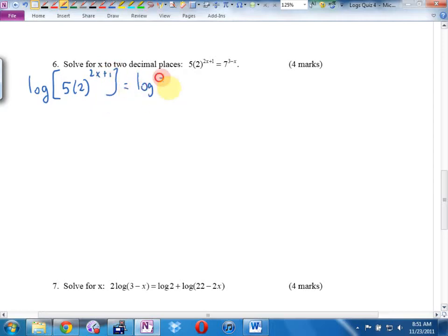I am not going to move the exponent to the front. Not yet. Because if I move this exponent to the front, I'd be saying it was on the 5, and it's not. Instead, I'm going to recognize what's happening between the 5 and the bracket. That's the same as adding outside the log. I'm going to break this log up.